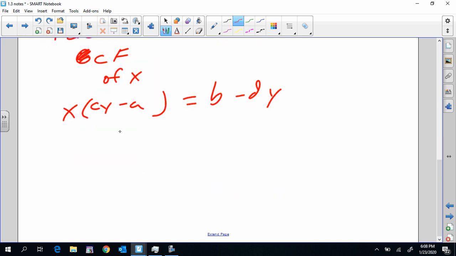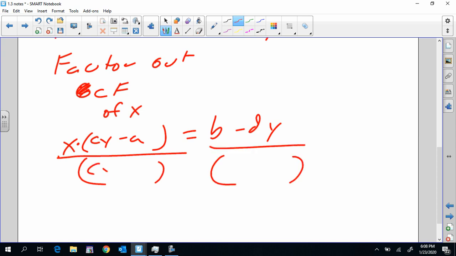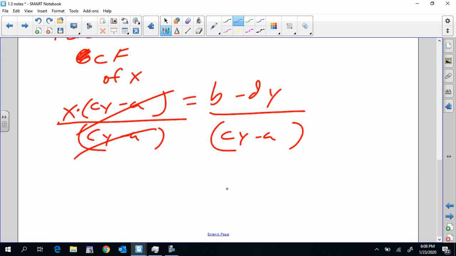And if you want to, then you better pay attention: factor out the x. You got one x here. Guess what it's doing? It's distributing. It's multiplying. How do you undo multiplication and get the x by itself? Yep. You divide off the binomial. Oh, that was cy minus a. Cy minus a. And you get the expression that equals x. You get x equals b minus dy over cy minus a.